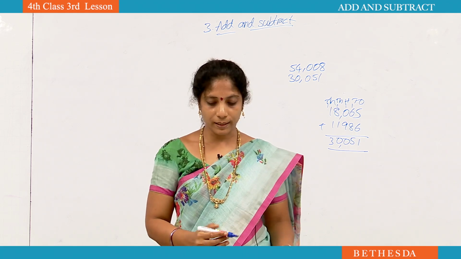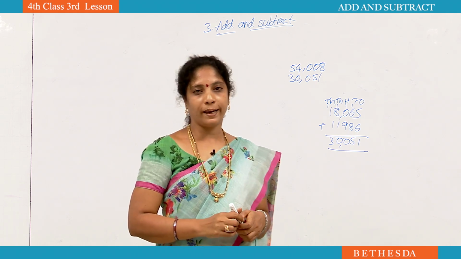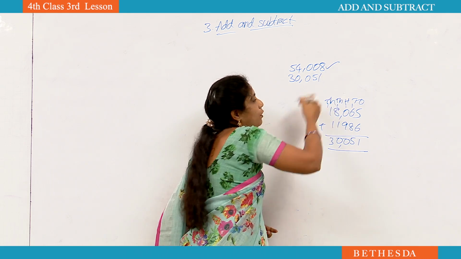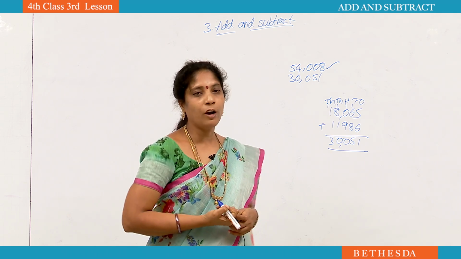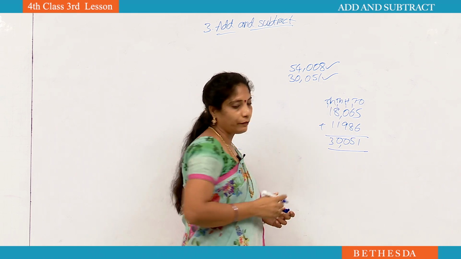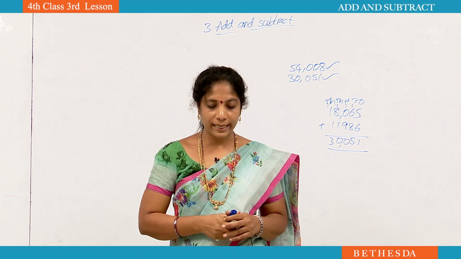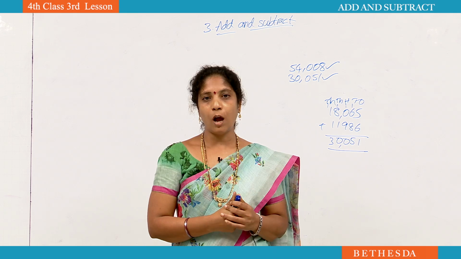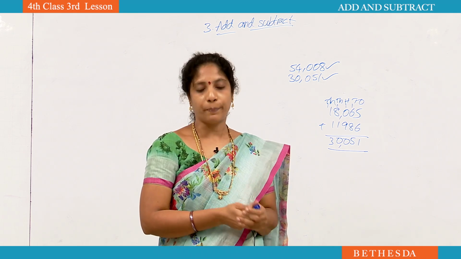You have to give answer. Listen carefully. Number of chocolates produced in the morning. Morning, how many chocolates they produced? 54,008. Next, number of chocolates produced in afternoon. Afternoon, how many they produced? 30,051. Now what is he asking? How many more chocolates were produced in the morning than in the afternoon? How many more? How many more means what should we do? We have to do subtraction.